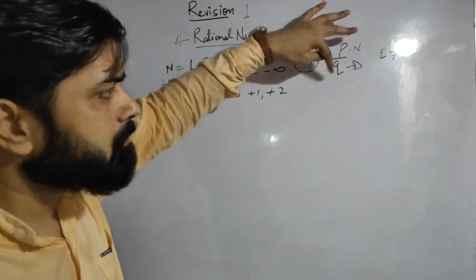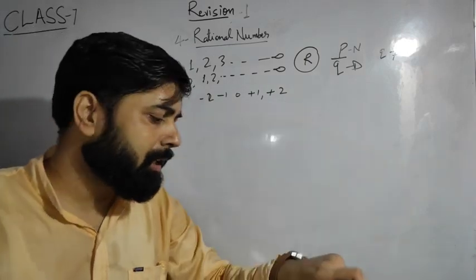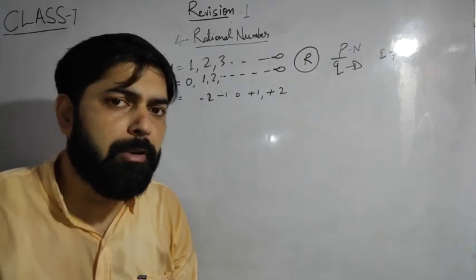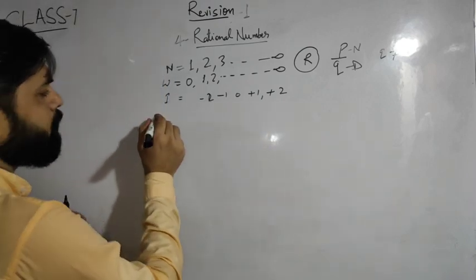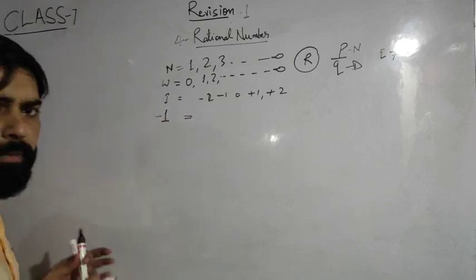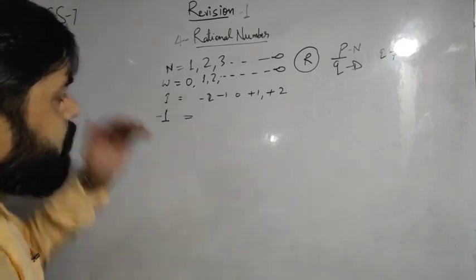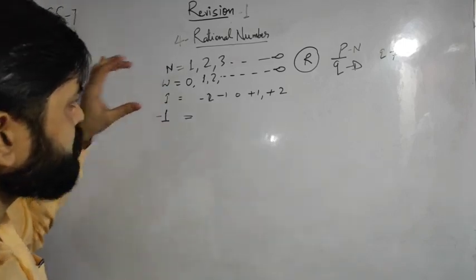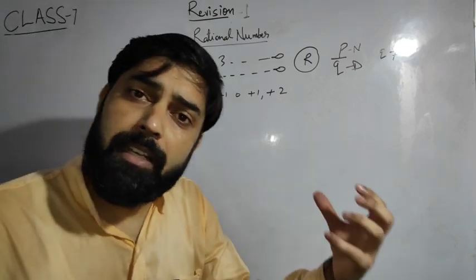Numerator and denominator: if you can write any number in the form of numerator upon denominator, then that number is a rational number. We can write, look here, like 1, -1. So this is a rational number. Yes, all integers are rational numbers. All whole numbers are rational numbers. All natural numbers are rational numbers. All fractions are rational numbers.